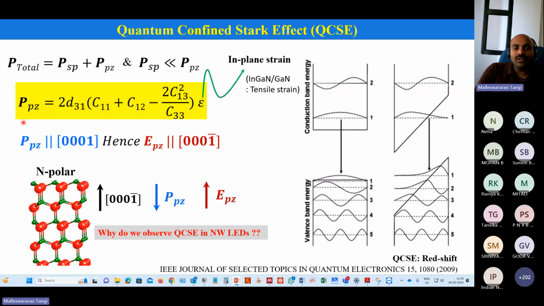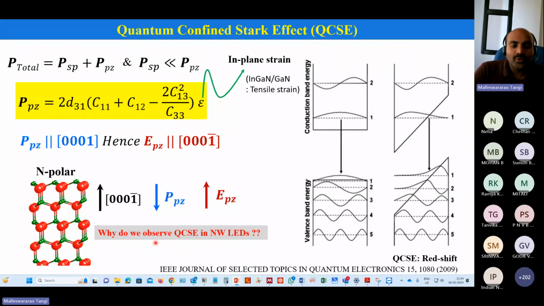A positive value means it has to be along the gallium polar direction, from gallium to nitrogen bonding. And our crystals are grown along the nitrogen polar direction. So the polarization of this material is opposite to the nitrogen polar direction. So the electric field will be opposite to the polarization direction. Hence we can understand the direction of the electric field inside this material.